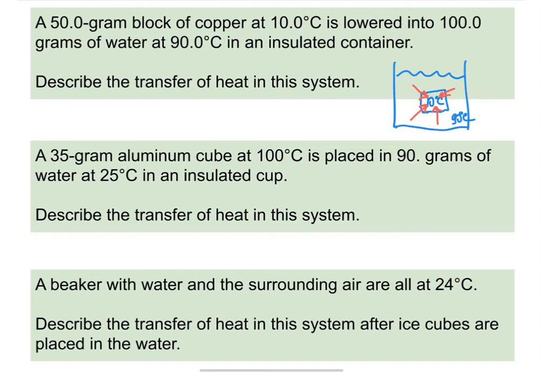Another problem. A 35-gram aluminum cube at 100 degrees Celsius is placed in 90 grams of water at 25 degrees Celsius. Once again, we need to describe the transfer of heat in this system. Well, the aluminum block is 100 degrees Celsius and water is only 25. Water has less energy than aluminum, so we expect the energy to flow from the aluminum into the water. And this last problem is for you to handle. Let me know what you think.